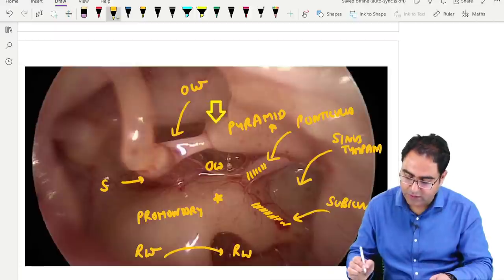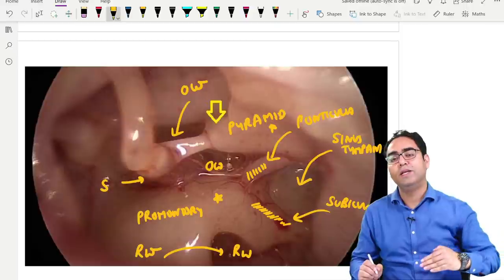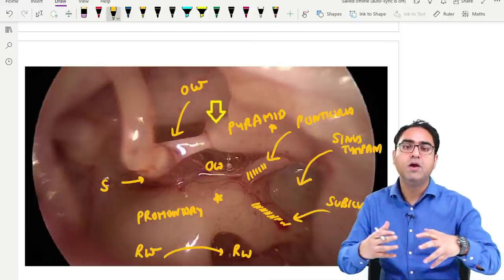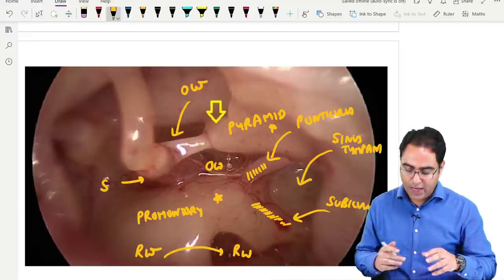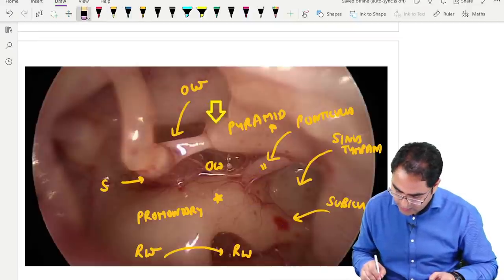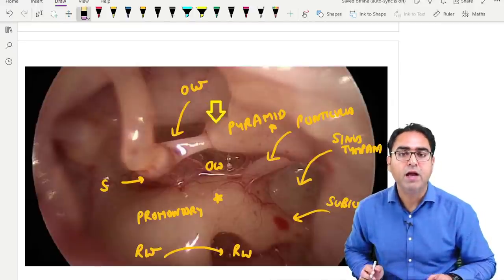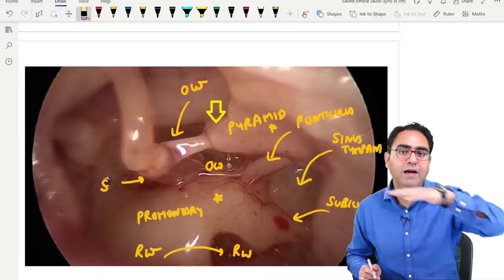You must have heard this word. Sinus tympani is between the ponticulus above and subiculum below. Try to take a screenshot and remember it. There may be a lot of questions on middle ear anatomy like that, but they are doable. Let me remove the markings and you see for yourself. Can you see the ponticulus, the subiculum, the sinus tympani? Sinus tympani is the area between the ponticulus and subiculum.